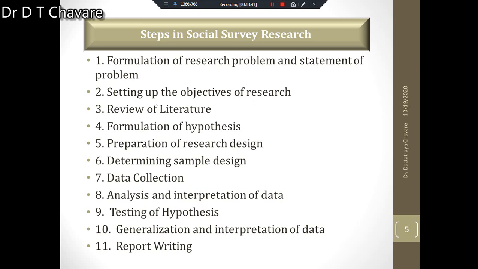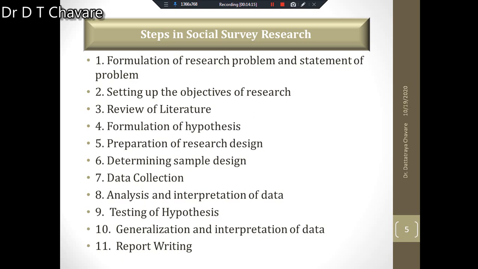For that purpose, the fifth step of the social survey research is preparation of research design. And in that design you can decide the sample, the sample survey, the sample size, the percentage of sample, everything you can decide in such a research design. That's why preparation of research design is the next stage in the social survey research.